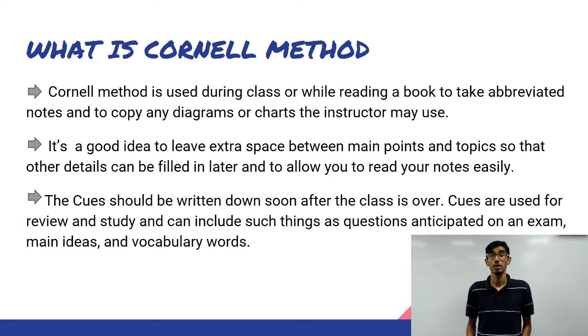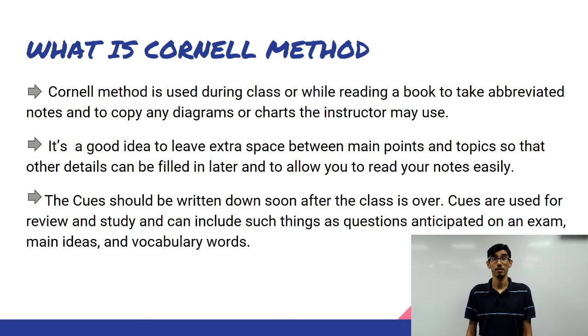What is the Cornell method? The Cornell method is used during class or while reading a book to take abbreviated notes and to copy any diagrams or charts the instructor may use. It's a good idea to leave extra space between the main points and topics so that other details can be filled in later and to allow you to read your notes easily. The cues should be written down soon after the class is over.